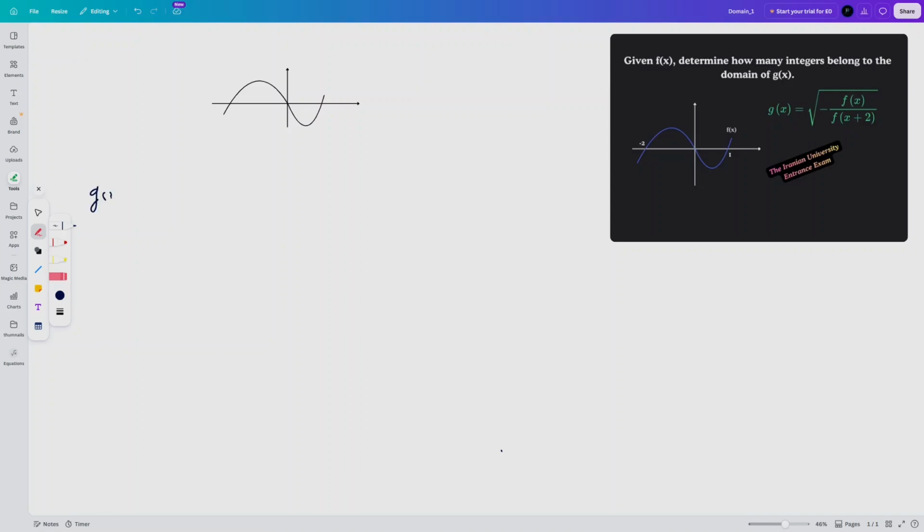If you take a look at g of x, we want this to be non-negative because it is a square root. The point here is that we want f of x over f of x plus 2 to be negative. Why is that? The reason is there is a negative under this square root. So we want f of x over f of x plus 2 to be negative or 0, so that when multiplied by that negative, it's going to give us a non-negative solution. That's what we're going to look for, and that's how we're going to identify the signs.